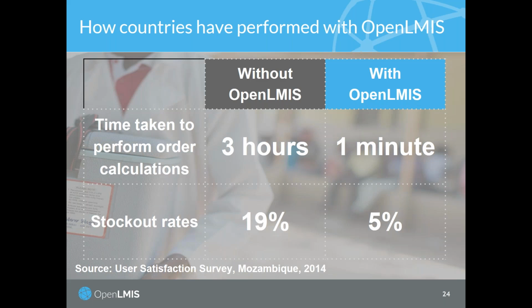And below that, you can see there was a dramatic reduction in the rates of stockouts in Mozambique. 19% stockout rate without OpenLMIS using a paper-based system, and a 5% stockout rate with OpenLMIS. And we see the data is consistent across our different countries, that stockouts are reduced.